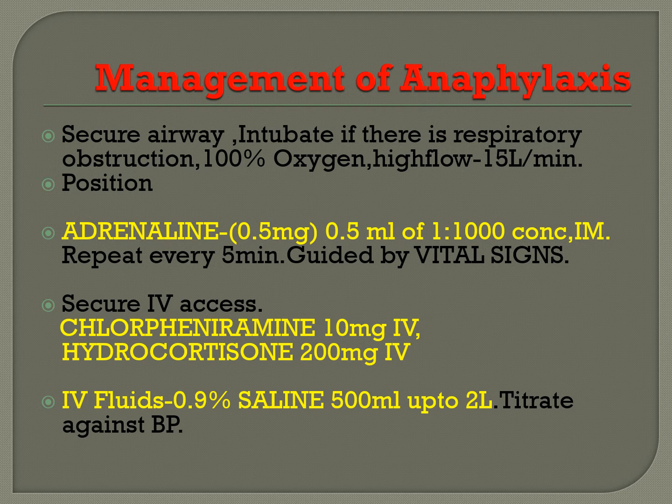So how will you manage a hypersensitivity reaction? First, you secure the airway. If the patient is having difficulty breathing, go for endotracheal intubation, give 100% oxygen at high flow, 15 liters per minute, maintain the position, and give adrenaline 0.5 milligram.